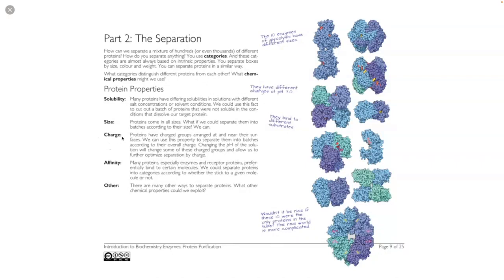You can separate based on charge, so change the pH, change the charge. We can separate based on affinity, so we could have a very specific affinity for a material and separate according to that. We could separate according to size. There's all kinds of ways to separate. Look at these 10 proteins of glycolysis here.